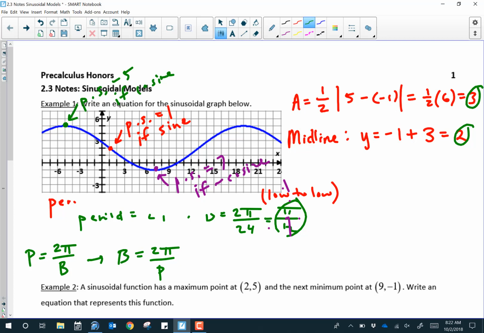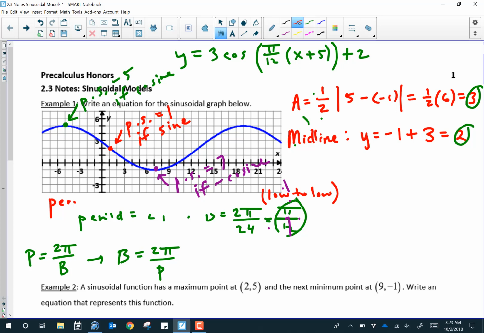Okay. So let's do that green one. It's going to be positive cosine because we're starting at a high point. And what's going to be the amplitude? 3. So we're going to do 3 times cosine. And then we have our b of pi over 12 times x minus my phase shift, which would be +5, and then plus my midline of 2. I want to make sure we all understand that. Just put all the pieces together. Any questions?